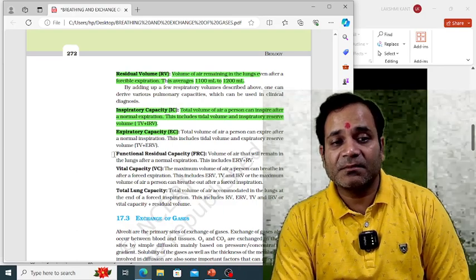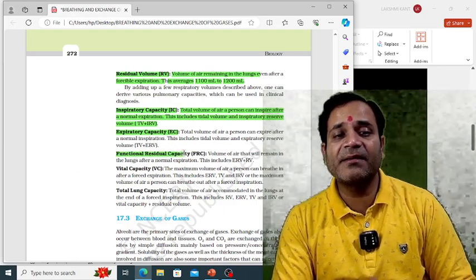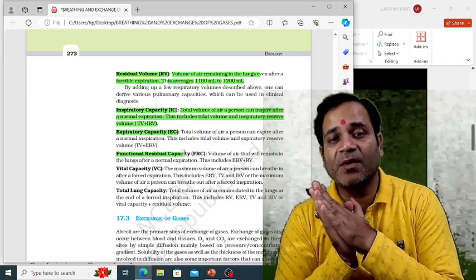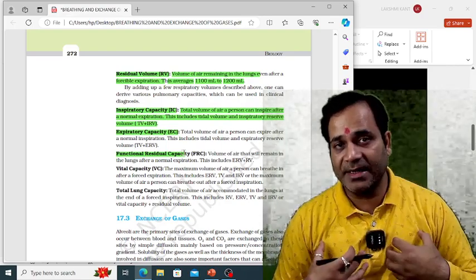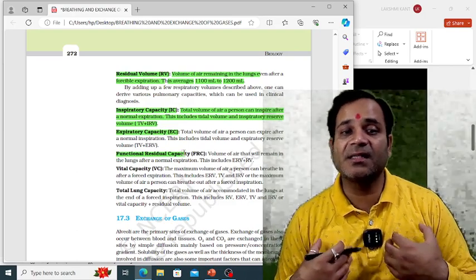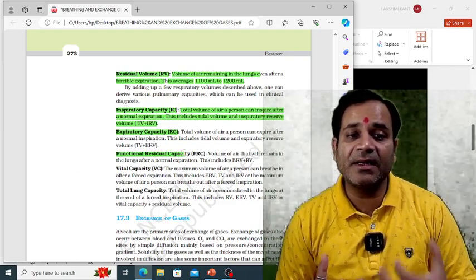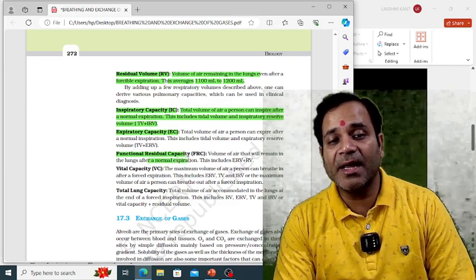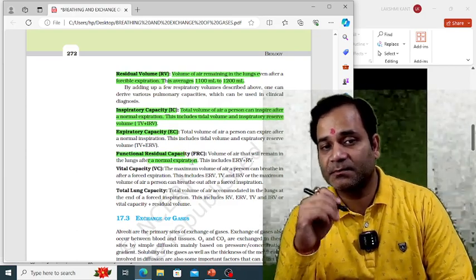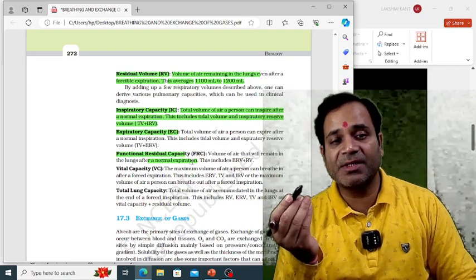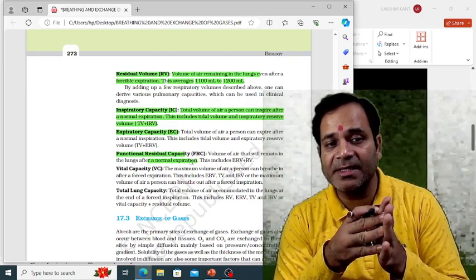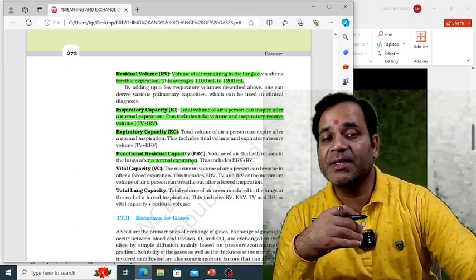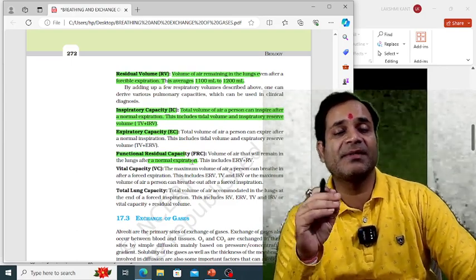Now another one is functional residual capacity, that is FRC. FRC means the volume of air that will remain in the lungs. When will this condition occur? This condition will occur after a normal expiration. So during the normal expiration, the functional residual capacity is here, and during normal inspiration, here is the expiratory capacity.